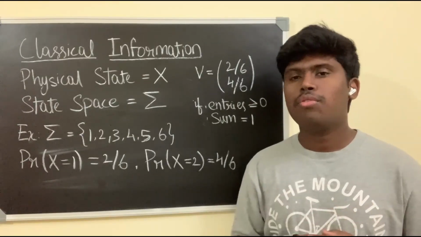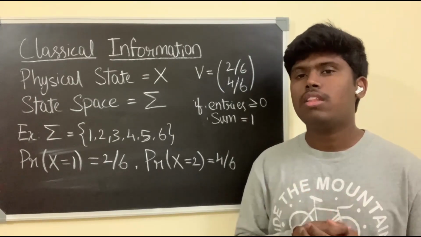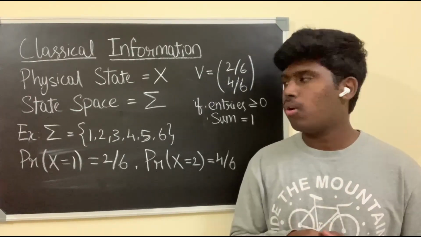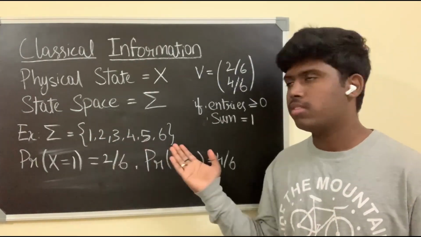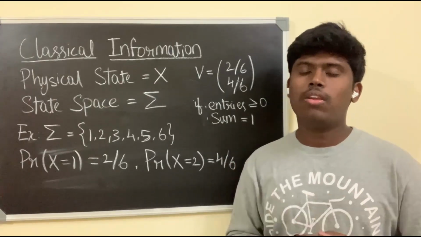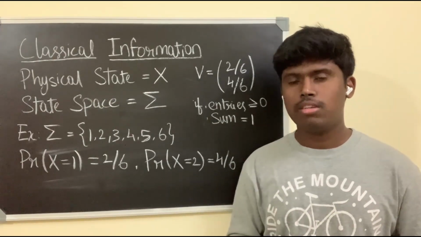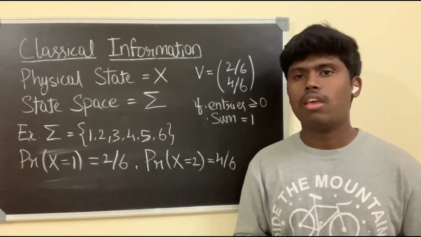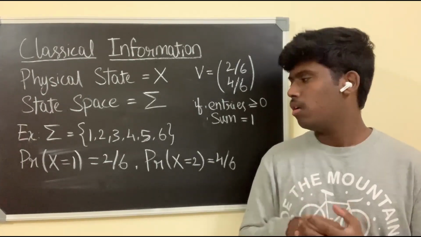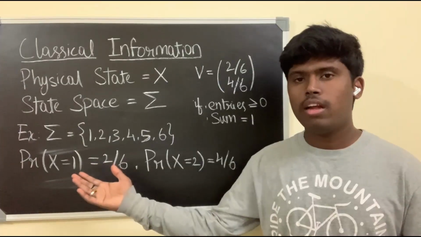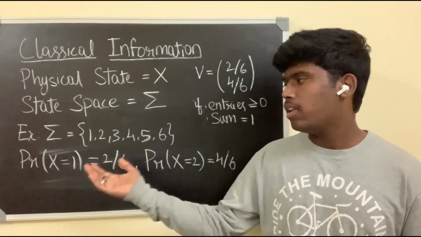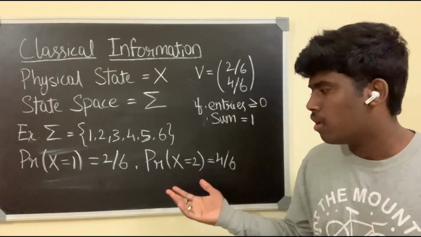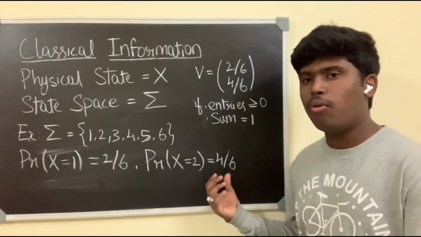For example, if we try to see the outcome of a dice roll, the state space for it would be 1 through 6. Most of the time we don't know the exact state of the system, but we rather use probabilities to say what the state of the system is. For example, the probability that the die lands on 1 could be 2 by 6, and the probability of the die landing on 2 could be 4 by 6.